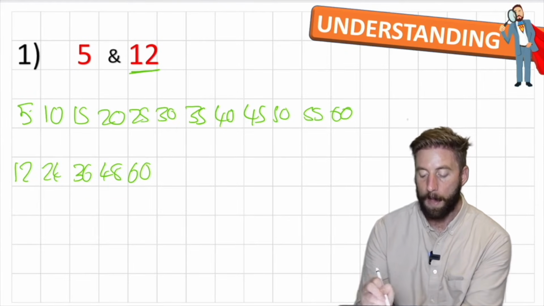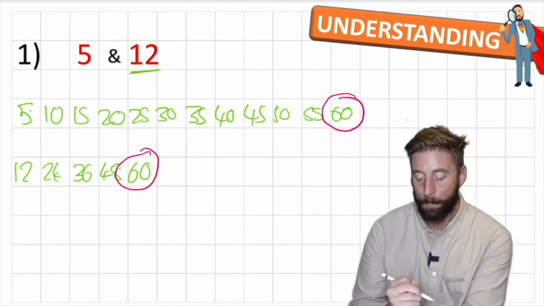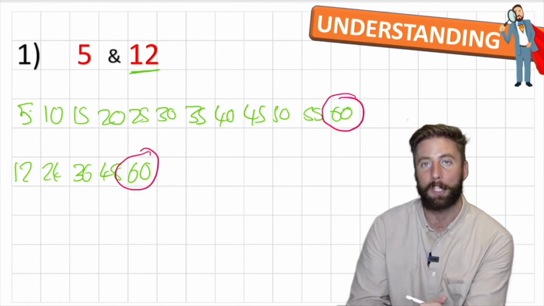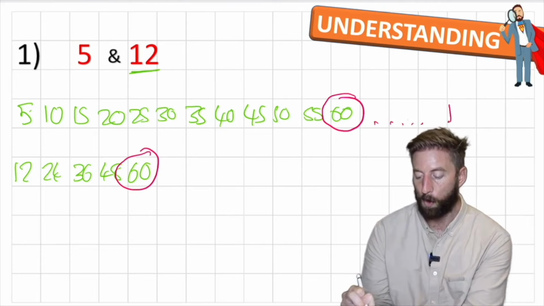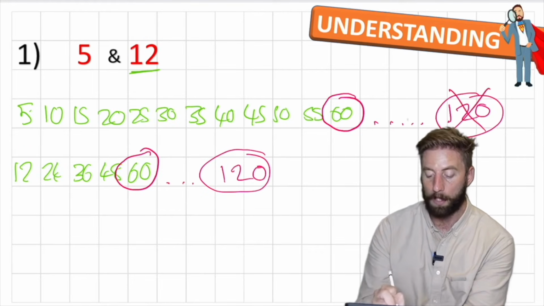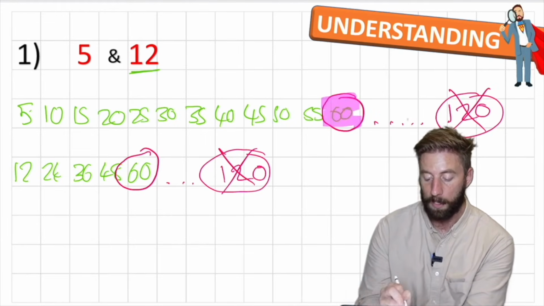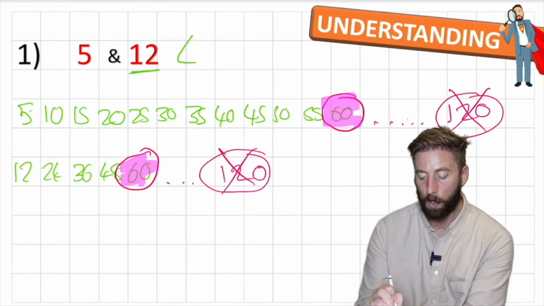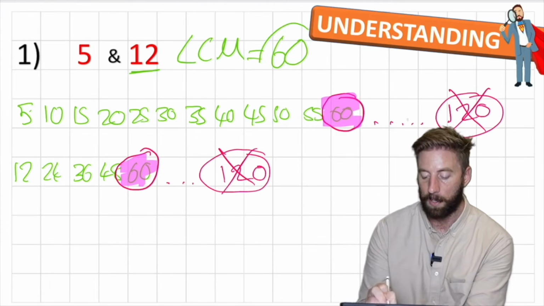Okay, so I found my multiples, and now I think I've found a common multiple. I have this 60. And what I can also see is that this is the only multiple that I have here, so therefore it is my lowest common multiple. So I could have carried on and I would have noticed that I would have also 120 in both of these multiplications, but that would not be my lowest common multiple because it's not the smallest number. The smallest number would be this one, the 60. So if we're looking at 5 and 12, the lowest common multiple, and we can say it like that, LCM equals 60. I give myself a tick.